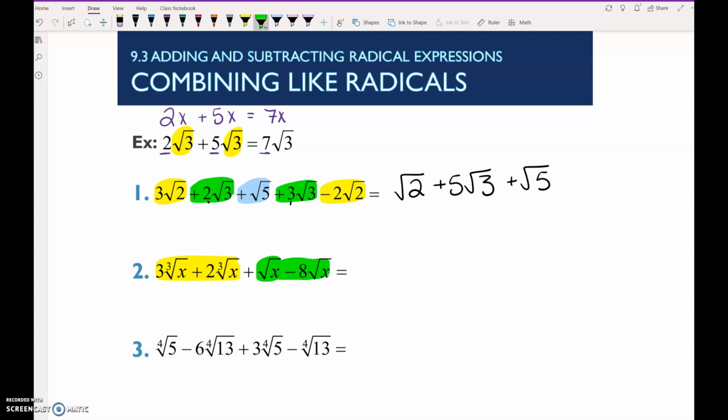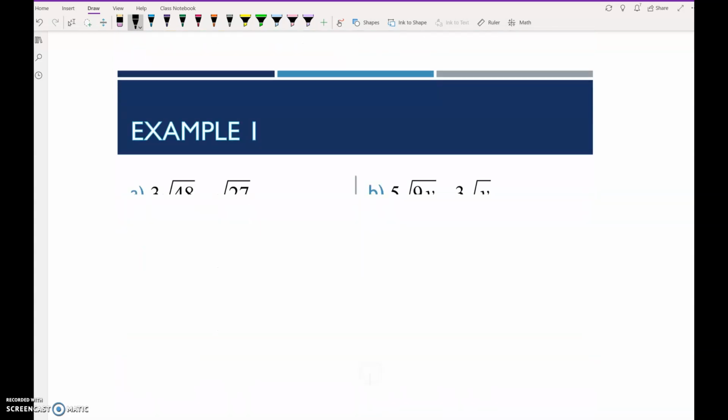I would like you to try number 3 on your own. Pause the video, try number 3 on your own. You should have gotten 4 times the 4th root of 5 minus 7 times the 4th root of 13. Notice when I highlight each one, I highlight the term and the symbol that comes before it. Remember to attach those symbols to whatever comes after the symbol.